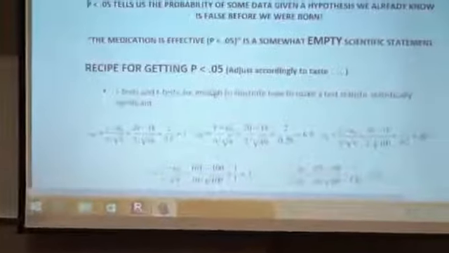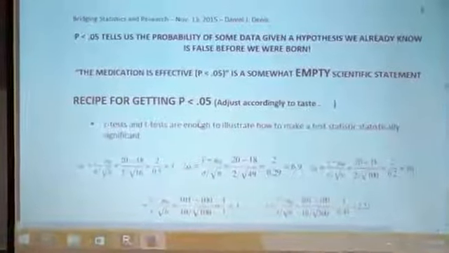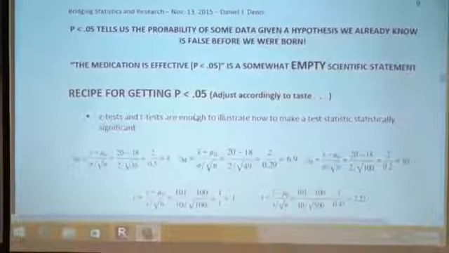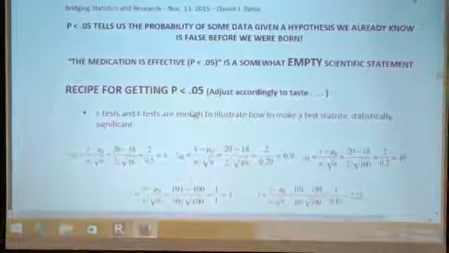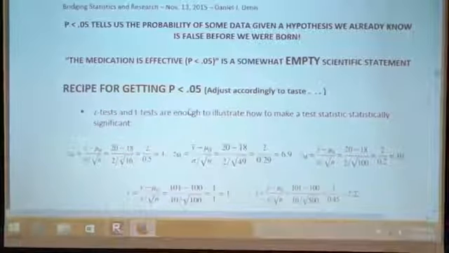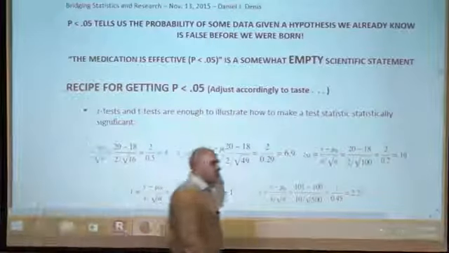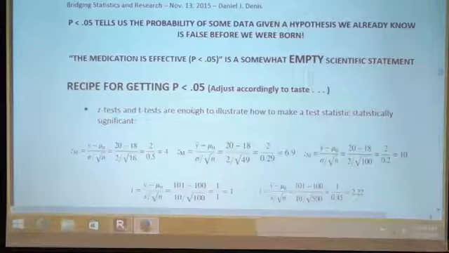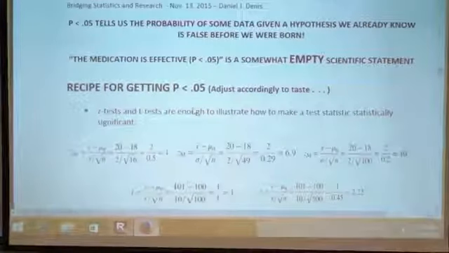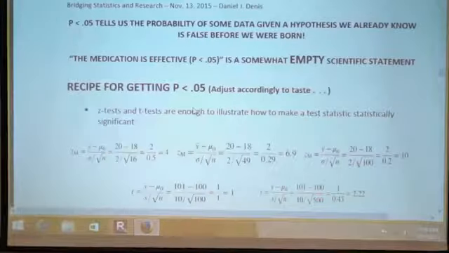P is less than 0.05 is way overrated. P is less than 0.05 tells us the probability of some data given a hypothesis we already know is false before we were born. Do you get the point? I try to make the points I believe in very, very clear and kind of overstated. Everyone clear on why it's false?